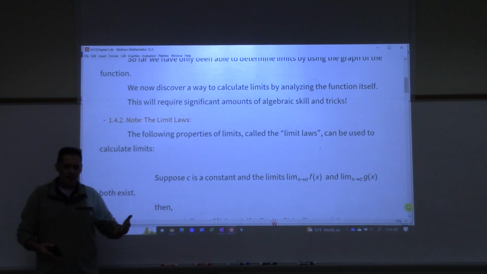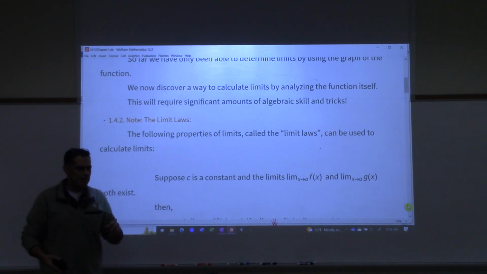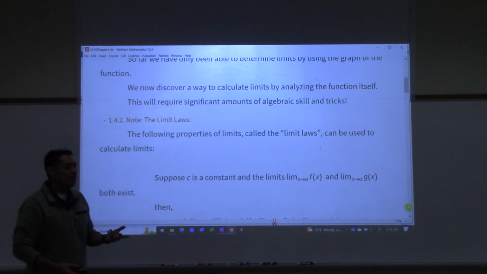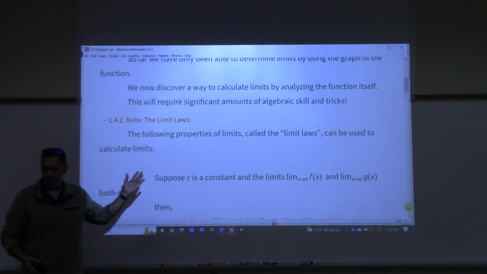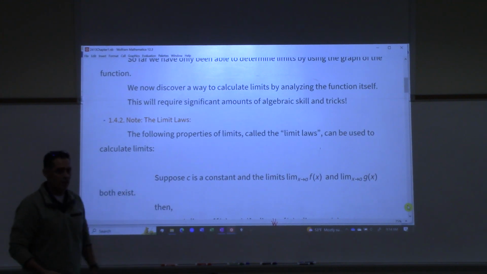If you're any math majors? No? Okay. I have two in my other class, so if you're a math major, you have to go back and do all of this again and actually prove the limit laws. Here, we're just going to take them on faith.